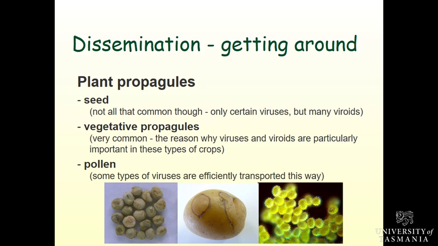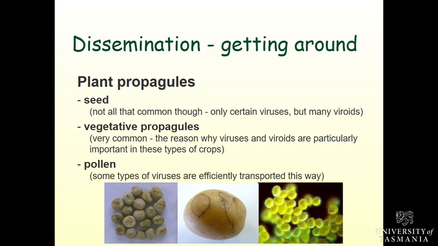Vegetative propagules is more common, so things like potato tubers, things like tulip bulbs, things like rhizomes, things like ratoons, sugarcane ratoons. They are all vegetative propagules. They are very commonly infected. So if you've got an infected potato plant, the chances are all the potatoes are going to be infected. You harvest those, you replant them, your crop's infected.